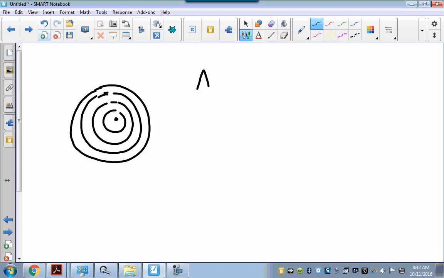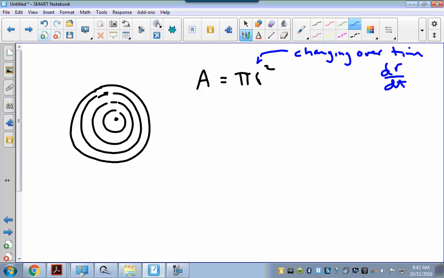So here's our geometry equation. The area of a circle is pi r squared. All of these start with the geometry type equation. Now in this, we have to think that the radius is changing over time. So there is a change in radius with respect to time. And likewise, the area is changing, which sort of makes sense as the circle gets larger and larger, changing over time.